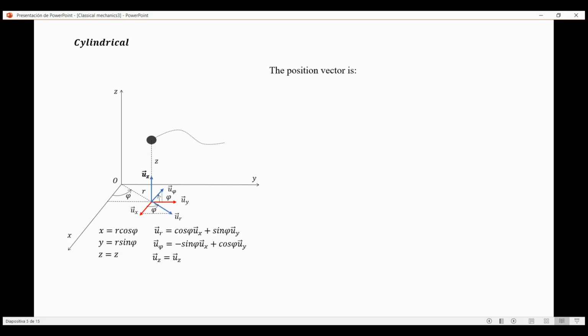So the position vector, we start from the Cartesian expression, and we simply substitute the coordinates. So x is r cosine of phi ux plus r sine of phi uy plus z uz. We take out r from the brackets, and it's r multiplying cosine of phi ux plus sine of phi uy, plus z uz. But this inside of the bracket is u sub r. So finally, the position vector in cylindrical coordinates is r u sub r plus z u sub z.